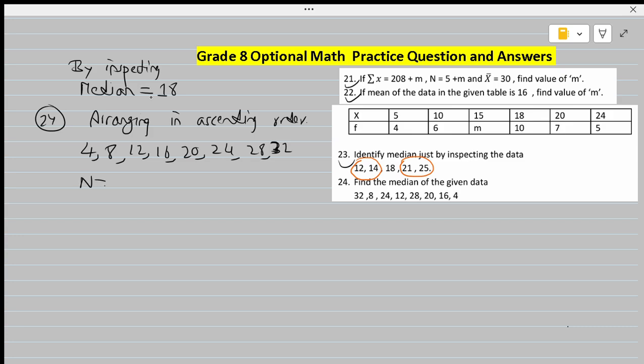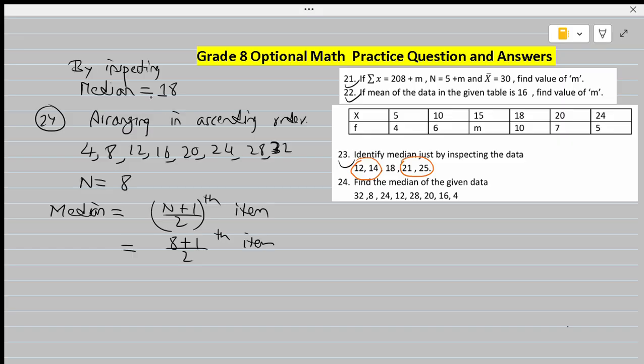So the number of items here is 8, which we have counted. Now we write the formula of the median. The median is the value of the (n plus 1) by 2 th item. Now, since n is 8, we need the (8 plus 1) by 2 th item.